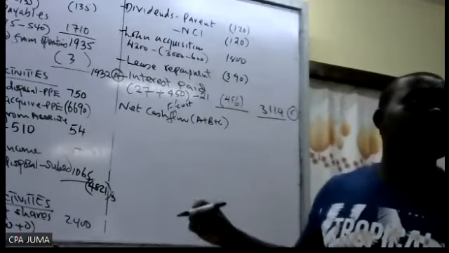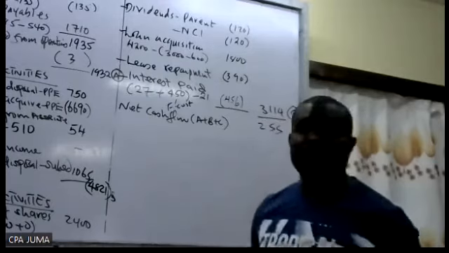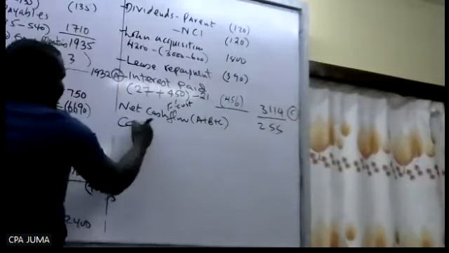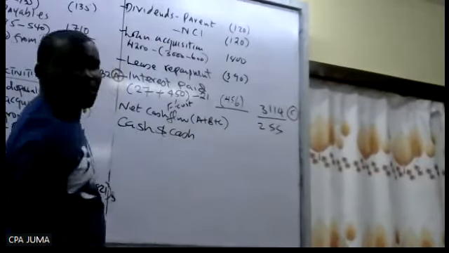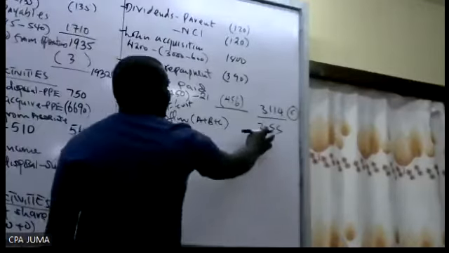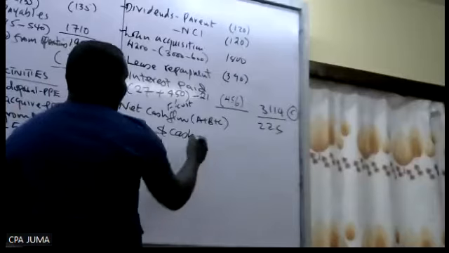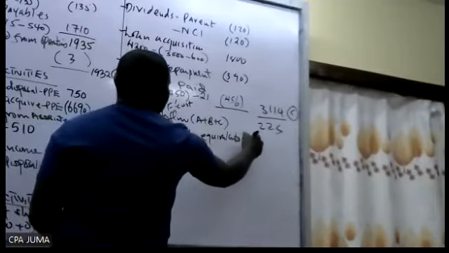You get to 255. Yes. So you get 255. Then you say cash and cash equivalents 225. Oh, 225. Yes. 225. Cash and cash equivalents brought down.